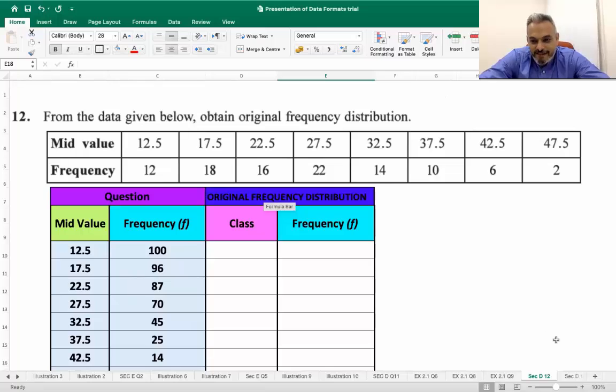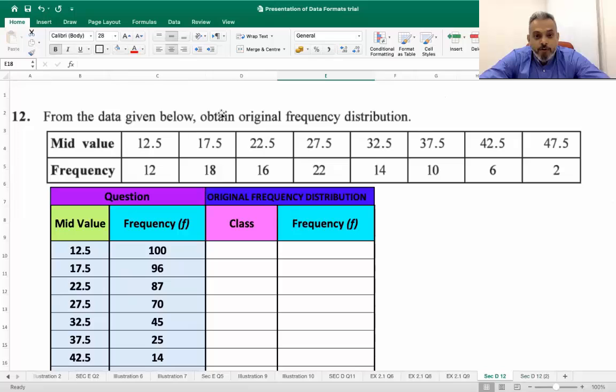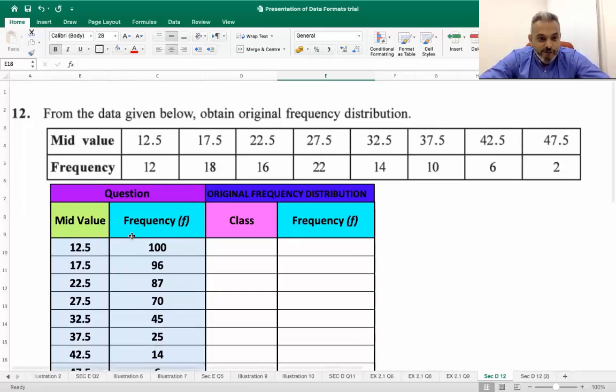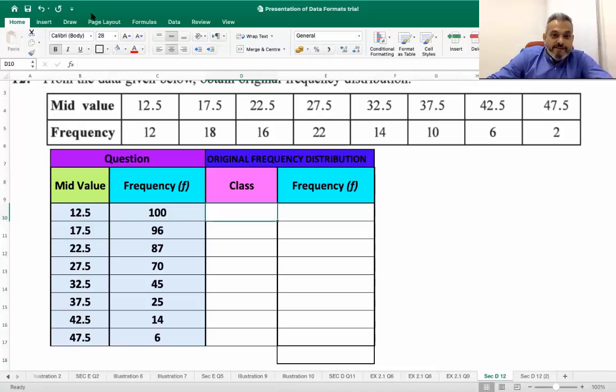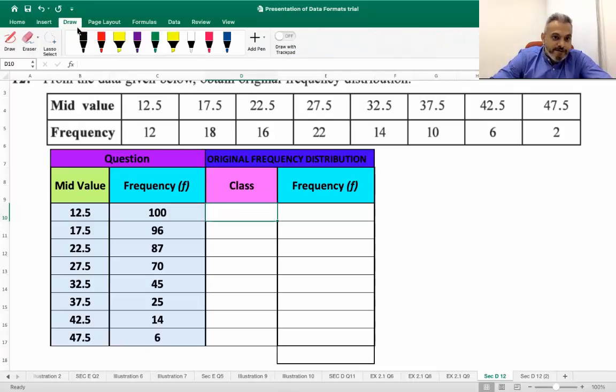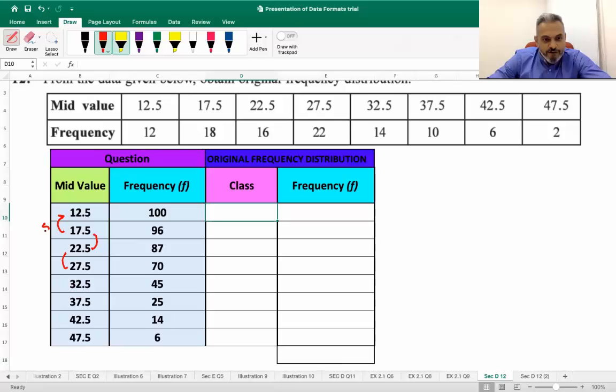Question 12. From the data given below, obtain original frequency distribution. So various mid values are given and frequency is given. Now, what is the class length? Can we find the class length? 17 to 12.5, 5. Class length is uniform, that is 5. Let's make the classes.